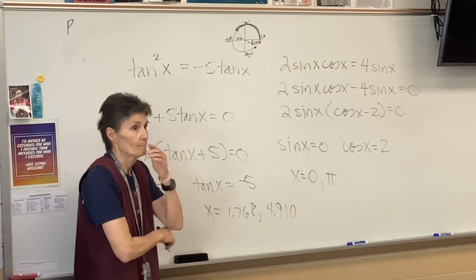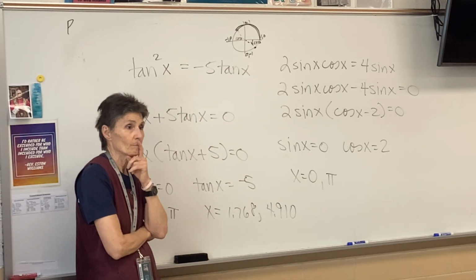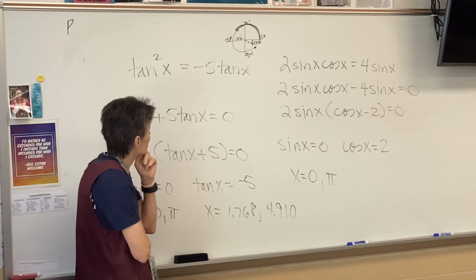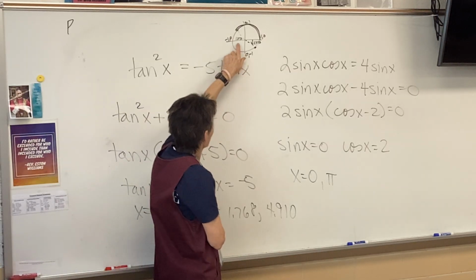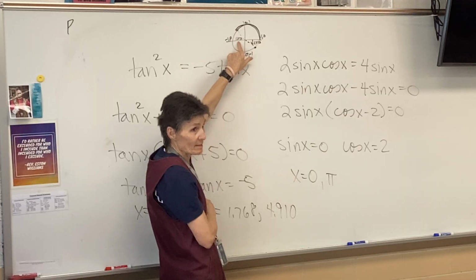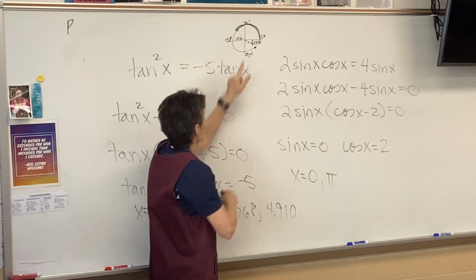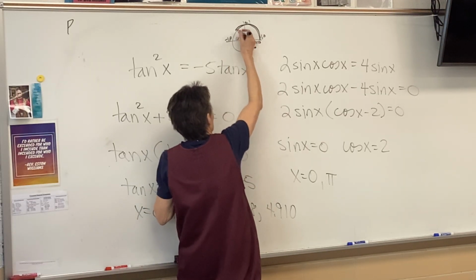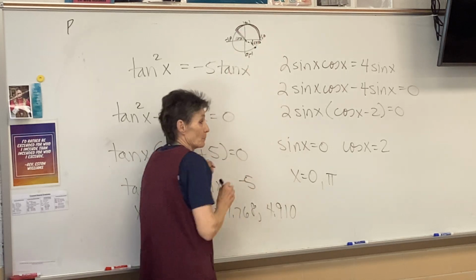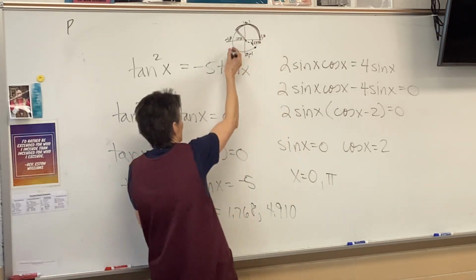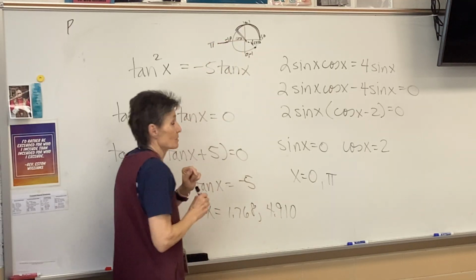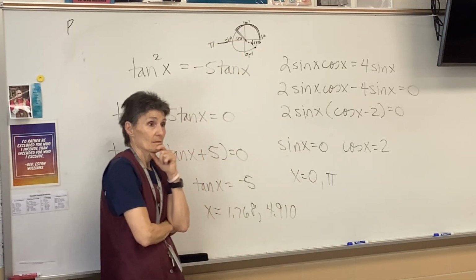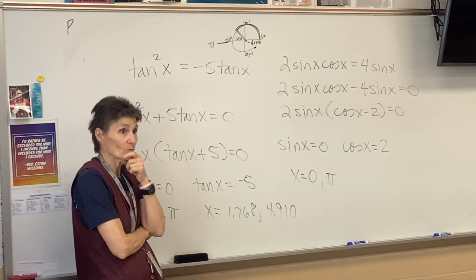How did you get that again? Which one? What did you add to? Okay, well, let's look at my picture right here. Did you get 1.373? Yeah. Okay, so I need this angle right here. What's this right here? Pi. So it's pi minus 1.373?